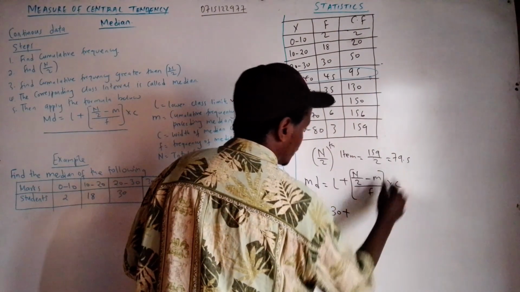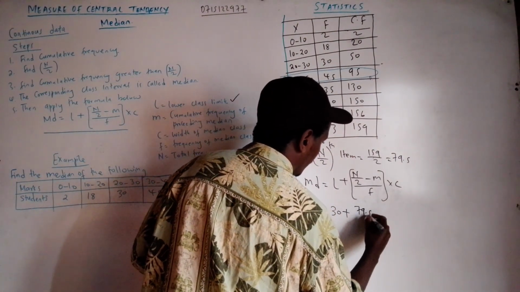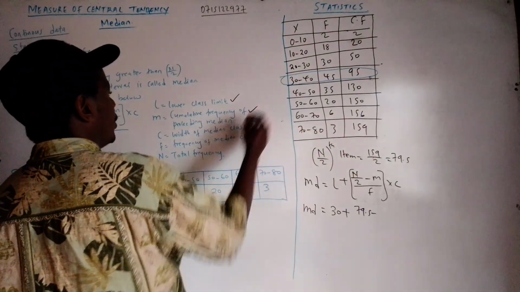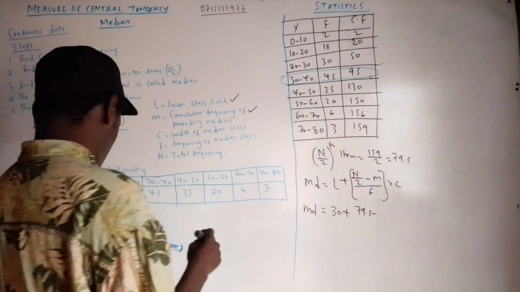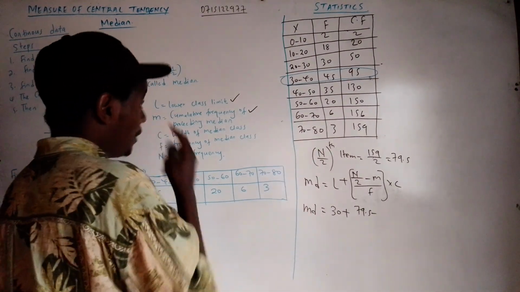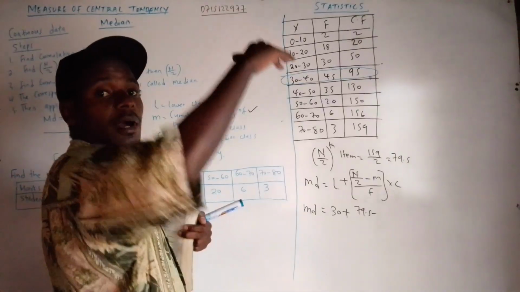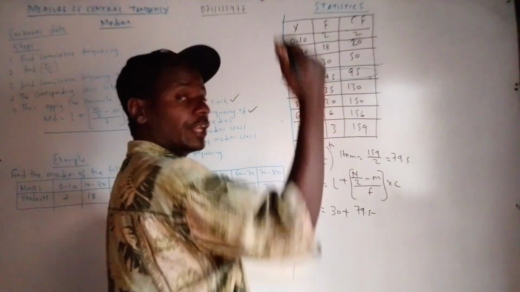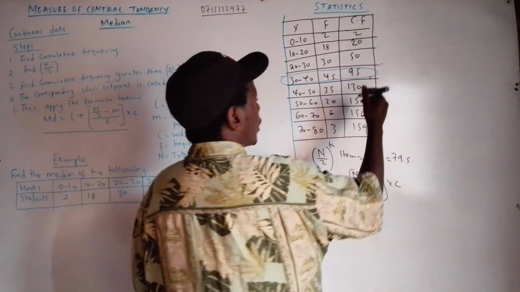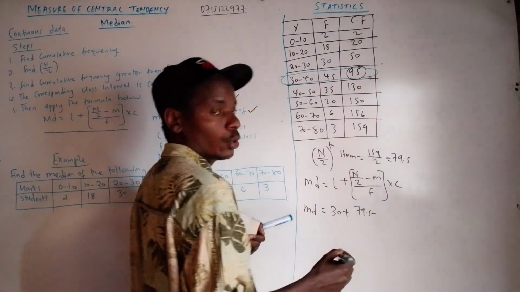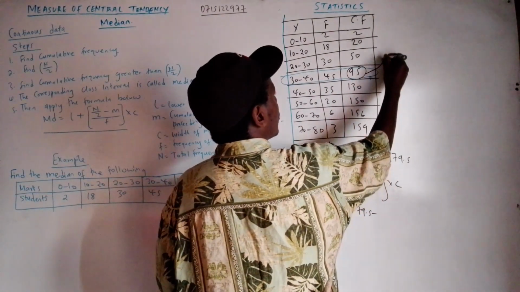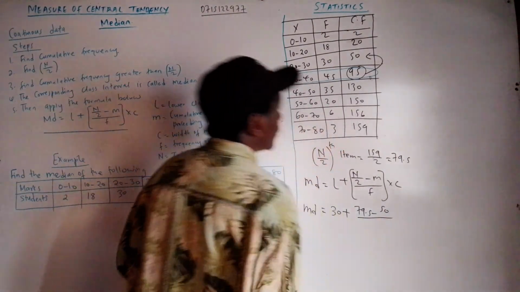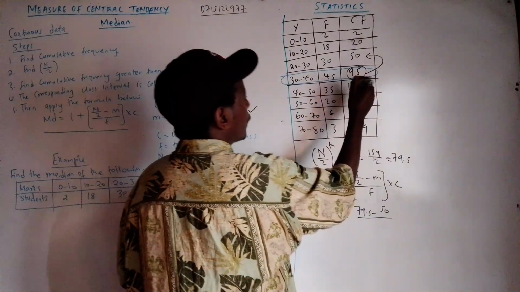Minus our m. Our m is the cumulative frequency of the preceding class. The preceding class is the one which is before, the one above. So our cumulative frequency is 95, and the preceding one is 50. So minus 50, over the frequency of this class, which is just there, 45.